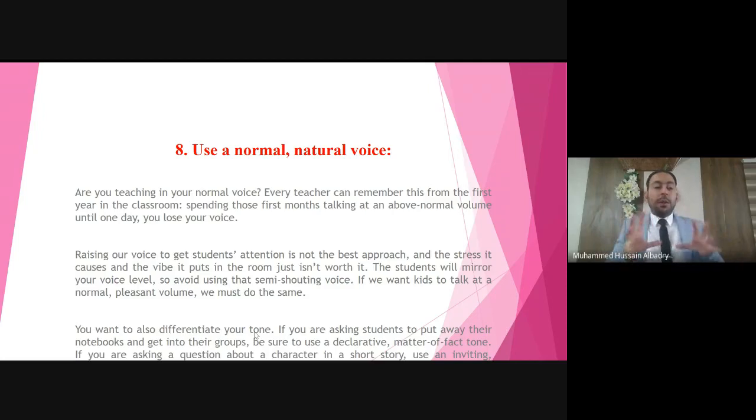Here it depends on the situation. Sometimes the situation needs you to give a high intonation, a high tone, and sometimes a low tone.